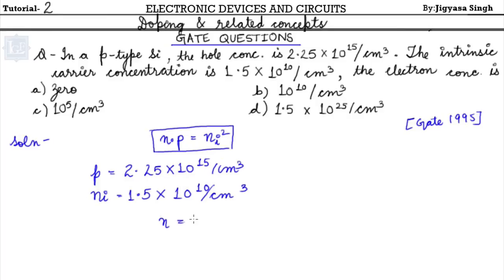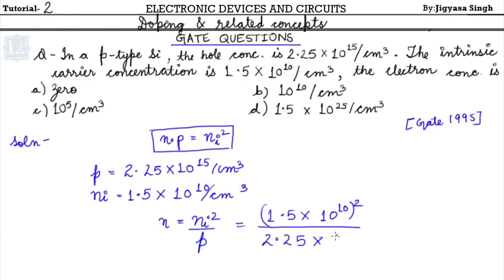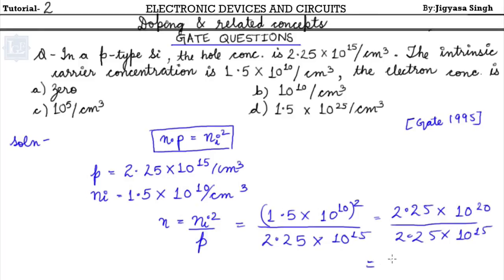We simply have to put this in the formula. Yes, so if I do it, let me just do it quickly. 2.25 into 10 to the power 15. I think this would be also 2.25, right? So this is very easy. Just have to put the values in the formula. So what is the answer? The answer is C.